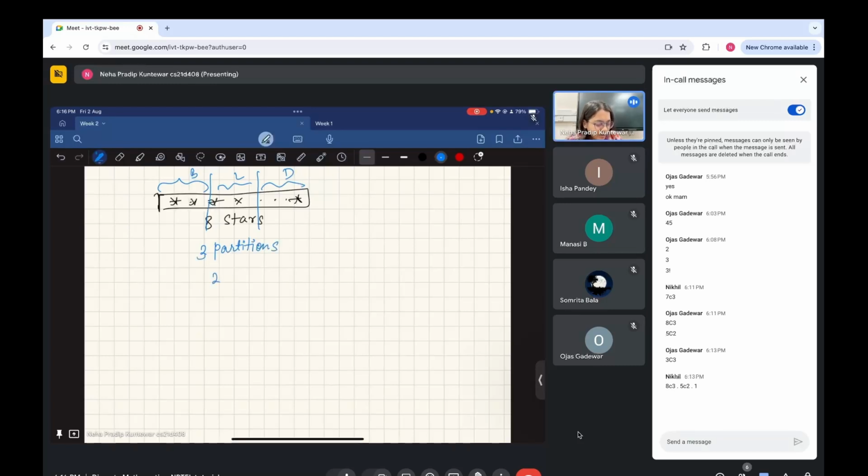And now your n is 8, k is 3, and what you're basically doing is plugging it into the standard formula for stars and bars counting, which is n plus k minus 1 choose k minus 1. If you just plug in the values, you get 8 plus 3 minus 1 choose 3 minus 1, which is 10 choose 2, and this is nothing but 10 into 9 divided by 2, which is 45. And this is exactly the answer that was there in the chat.